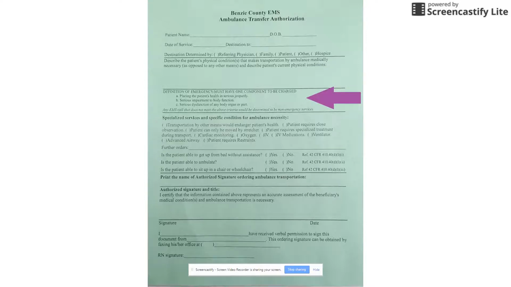The next section, if this is an emergent transfer, it must meet one of these three qualifications. One of the three, A, B, or C, should be circled. If not, this would not meet emergent transfer qualifications, and it would be a non-emergent transfer. So for non-emergents, these do not need to be circled.